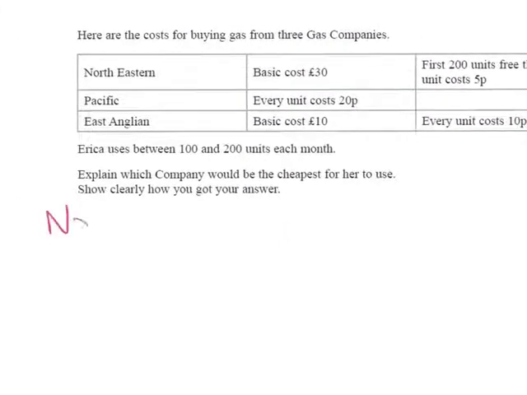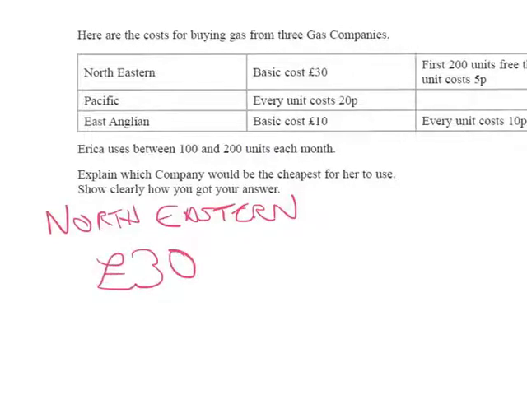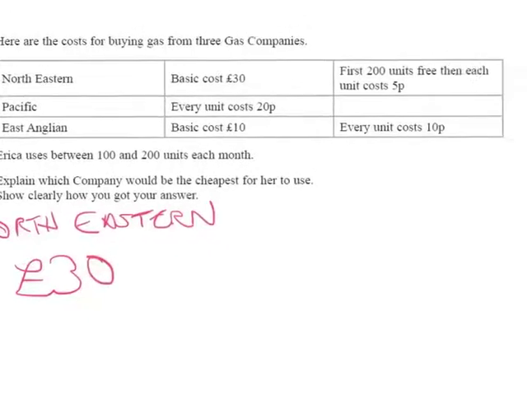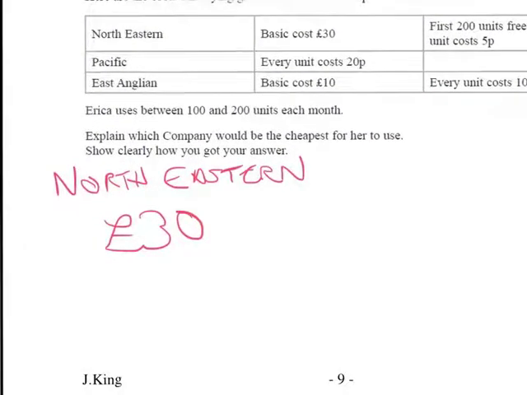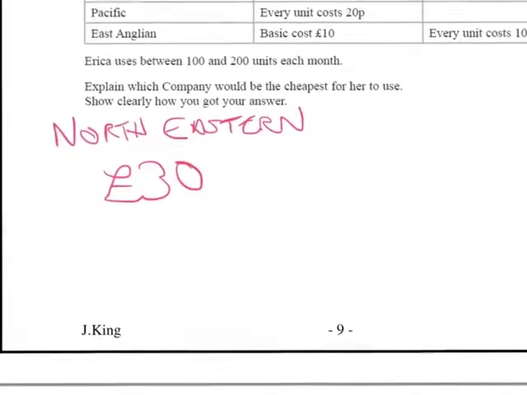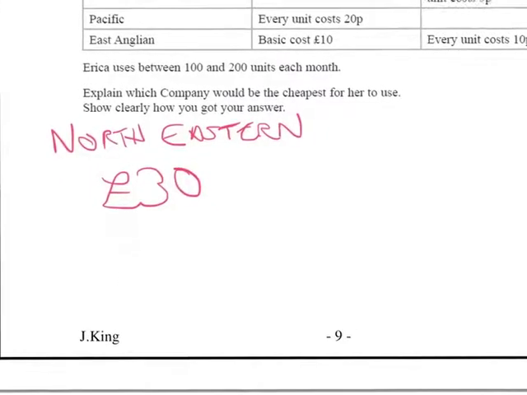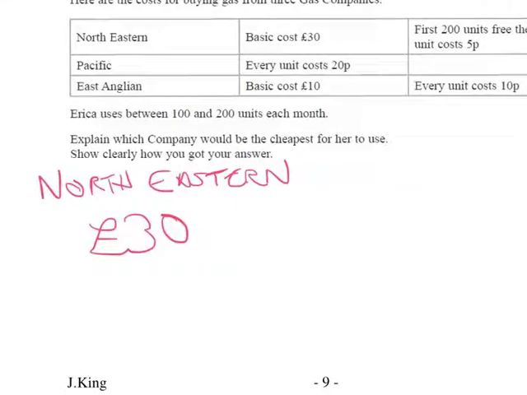Okay, so North Eastern. Well, North Eastern basically have a basic cost of £30, but there's nothing added on, because if you look at the actual table here, it says first 200 units free. So whether you use 100 units, 200 units, it's all free. It would cost more money after that. So North Eastern straight away is just £30. Okay, Pacific is a bit more complicated because it's 20p every unit. So we're going to move on to the next page.